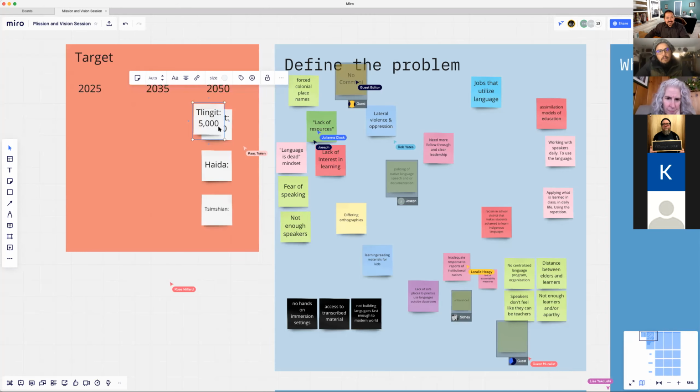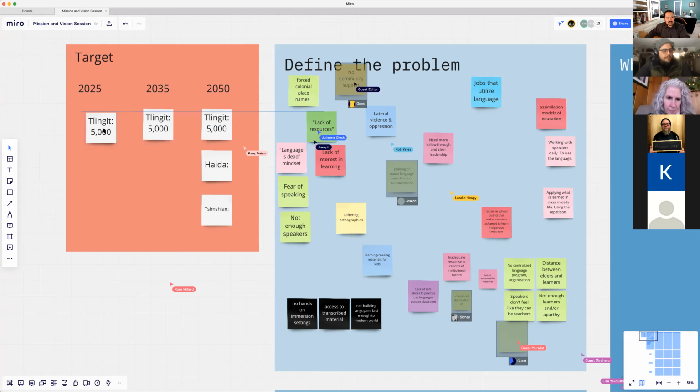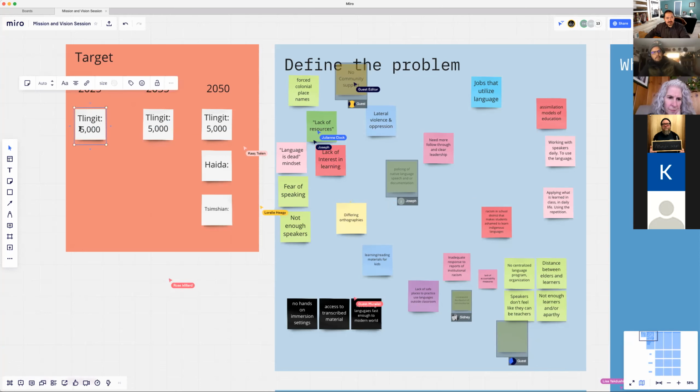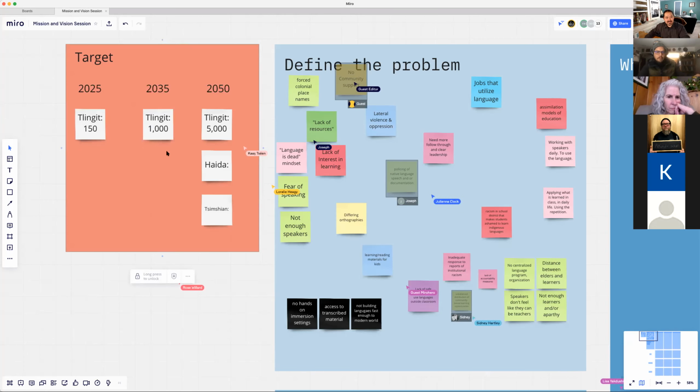So in that case, maybe we're looking at, if we have 80 right now, then I'd say, what do we want to get to? 150? Is it too ambitious? And then 10 years from now, 1,000.